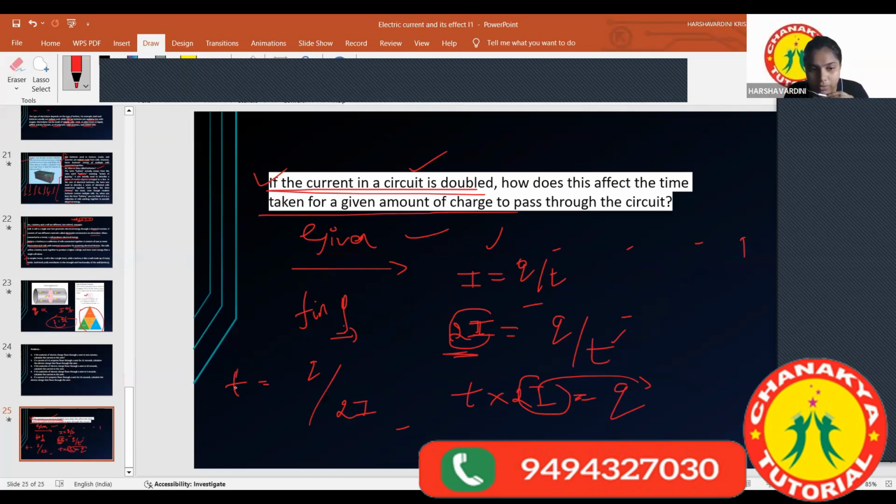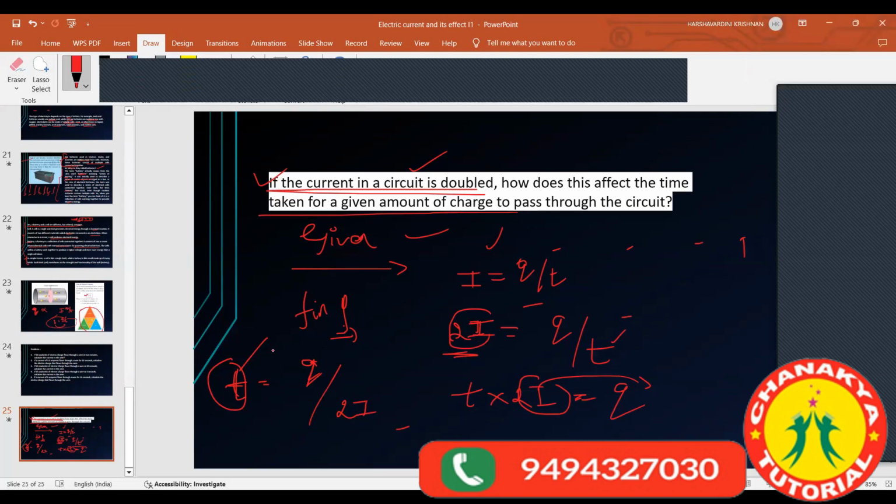Now we came to this step of T is equal to Q by 2I. Still I don't know how it affects the time. Can you give me any conclusion? How does it affect time? Time doubles, or time divides by 2, or time increases, or time decreases? Can you give me the proper explanation?